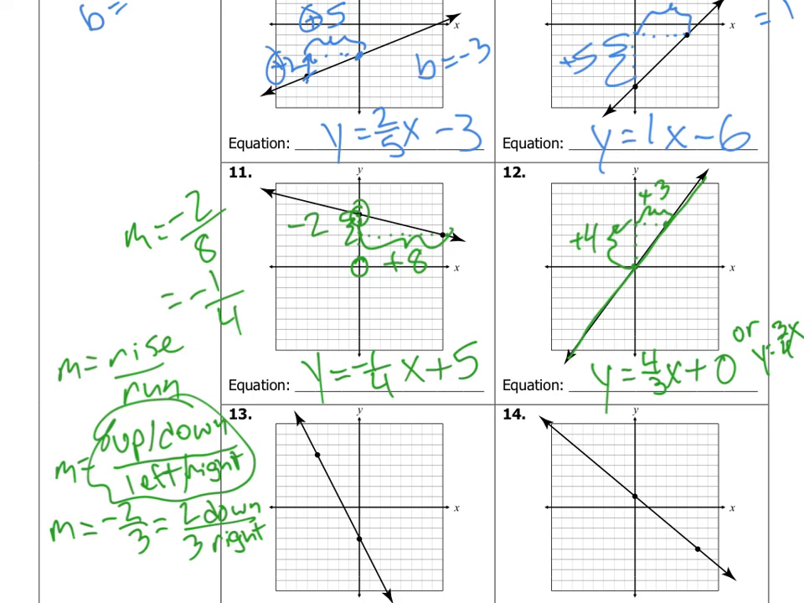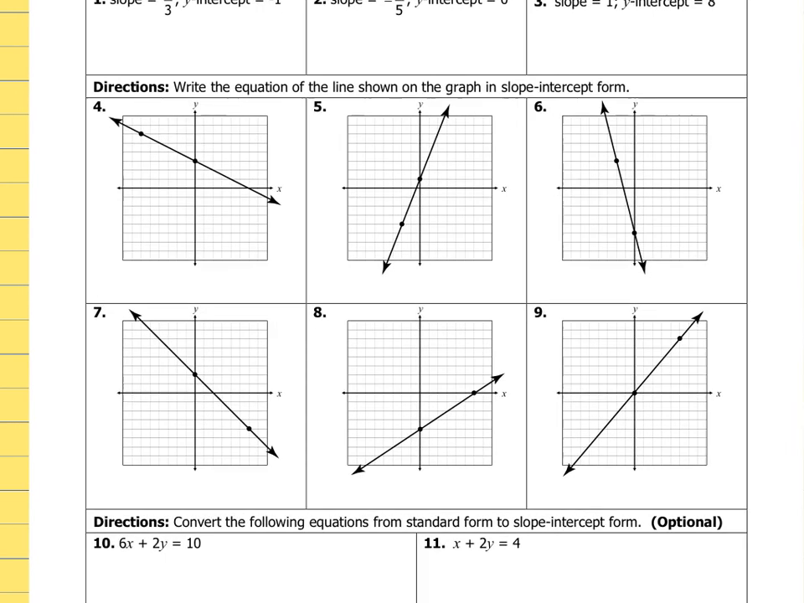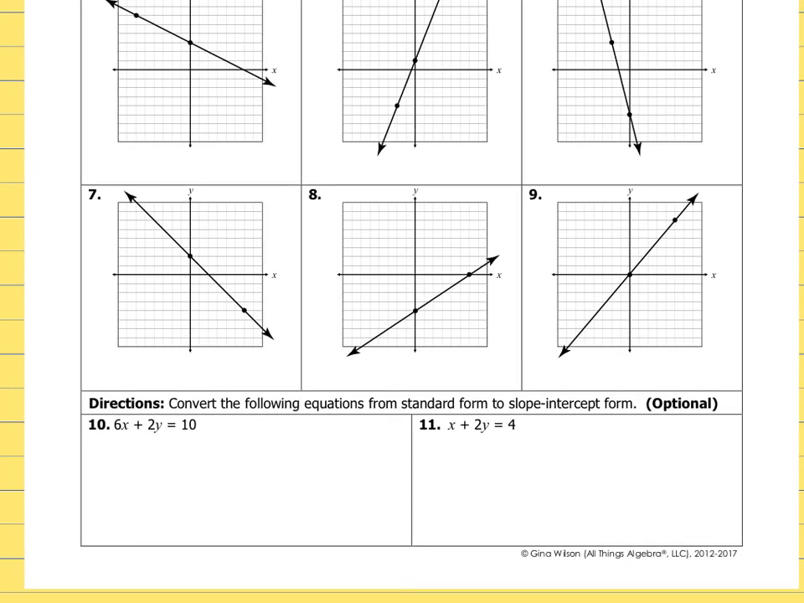But before then, I want you to try out the homework that goes with this. Homework 2, slope, intercept, and standard form. It's called slope, intercept, and standard form because there was a secondary equation with this. We're not going to even look at that. So right now, all you have to focus on are numbers 1 through 9. You do not have to worry about 10 or 11. Those are there, but you can try them out if you want to.